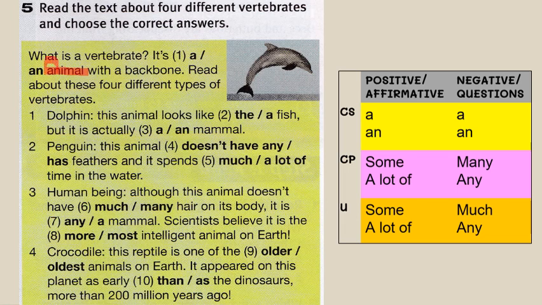Animal ni start with the sound a, e, i, o, u, so you use an. The correct answer is an. It's an animal with a backbone. See, tak perlu tengok dekat table ni pun. Okay, contoh number 2 pula. Dolphin, this animal looks like the fish or a fish. I don't know this one. Okay, so is it the or a?